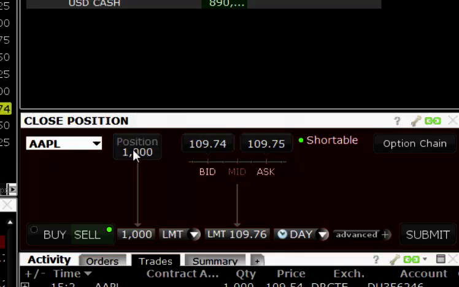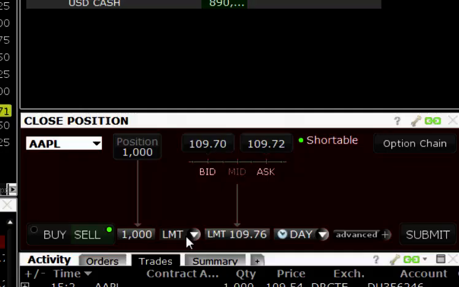It's telling us our position. We have 1,000 shares. It's giving us the bid and the ask, and it's automatically populated sell. So really simple thing to do there. Again, we get to limit price. So remember what we said, it's always advisable to use a limit price when you're selling your shares.